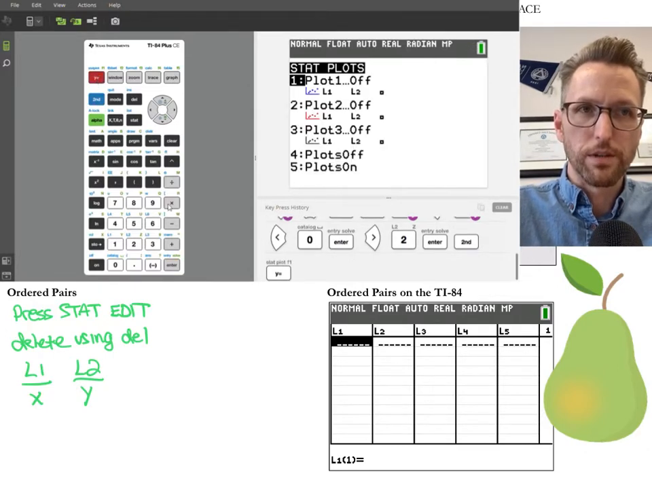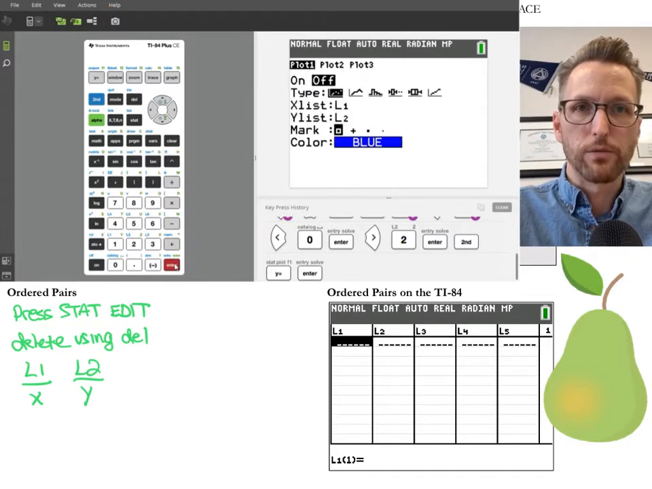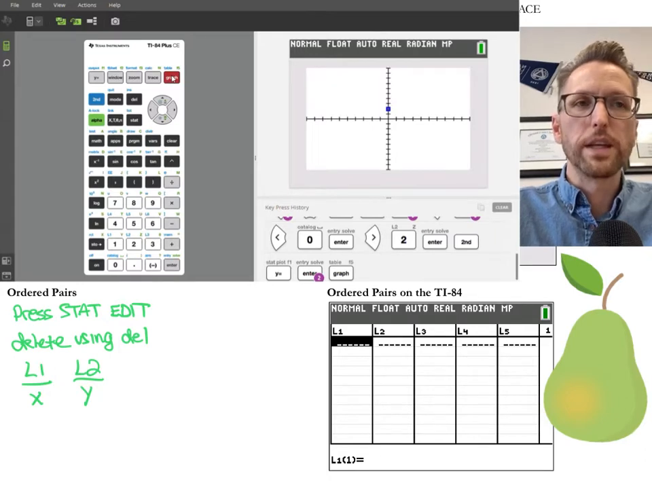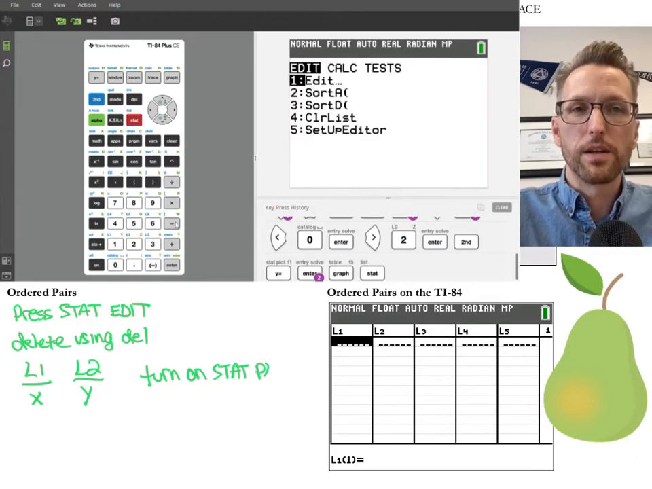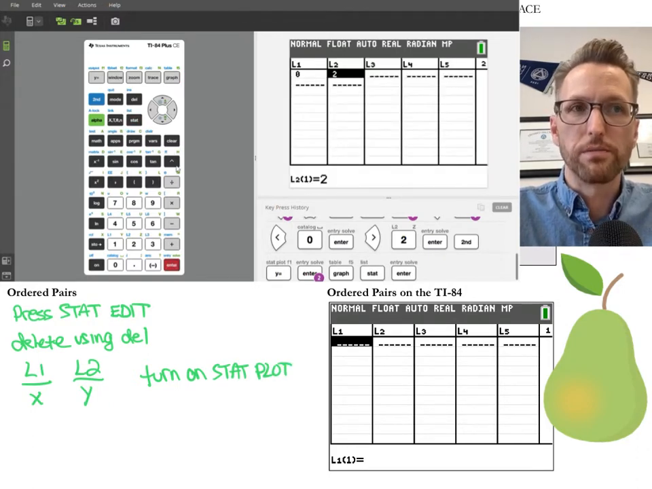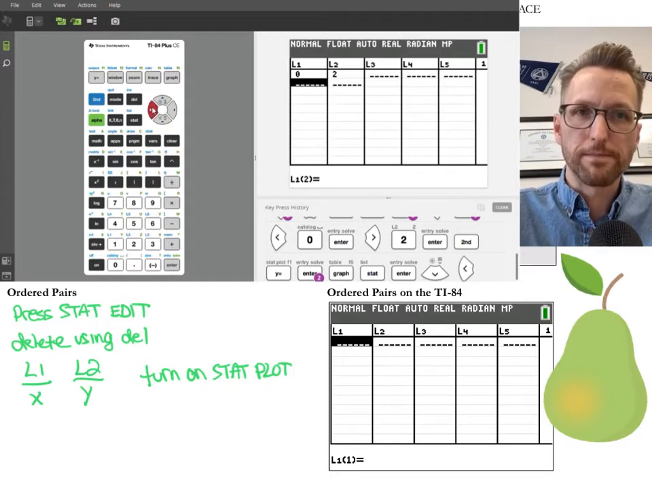So 0, 2, and I'll turn on my stat plot, which is second y equals. Press enter on the on, and then you'll see it plotted 0, 2. Excellent. So that's officially a point that's on the between quadrants, on a quadrantal angle type of situation.